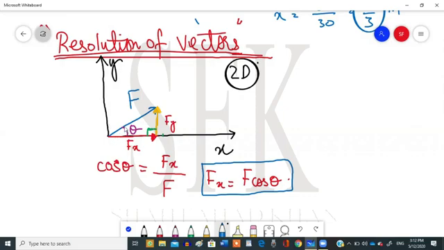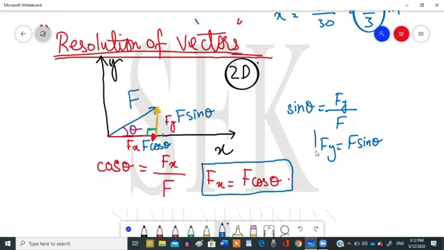The shortcut is that always, guys, remember that the side which is adjacent to the angle along which the force is acting, it's always the cos of that angle times that force. F cos theta. And the y component is F sine theta. Applying the same trigonometric ratio, sine theta is Fy upon F, and so Fy is F sine of theta. So the y component is F sine theta, and the x component is F cos theta.